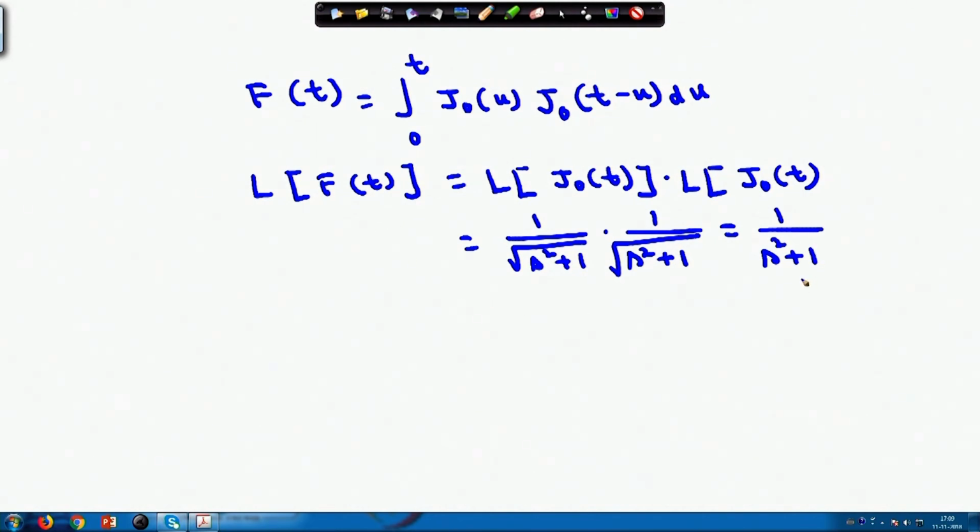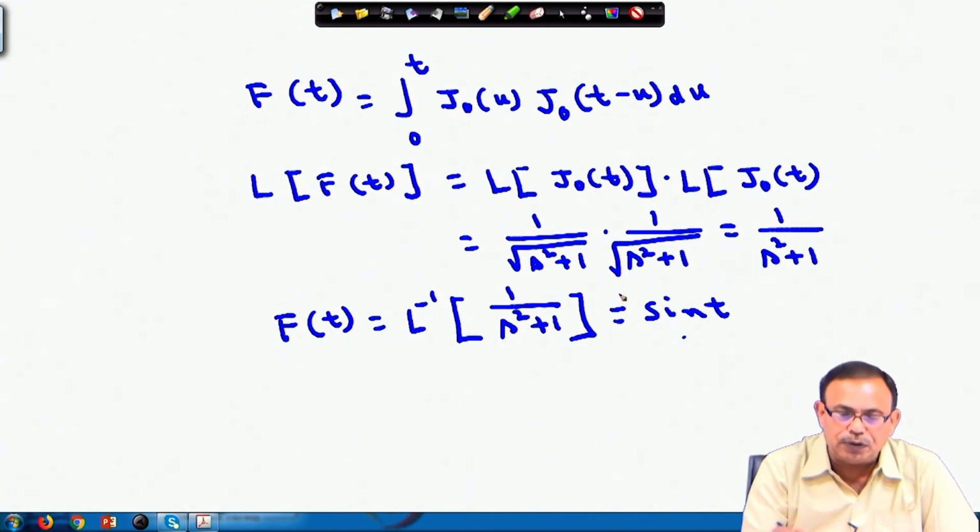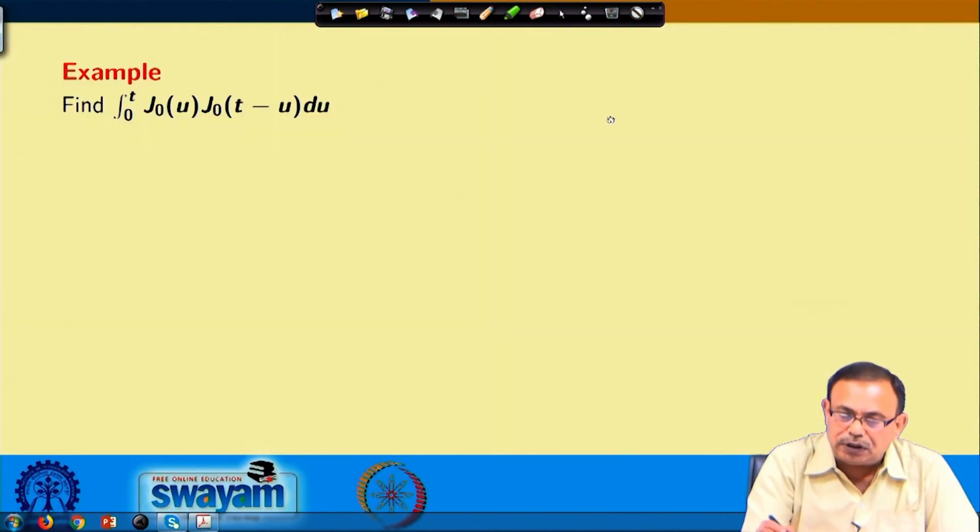So, the Laplace transform of f(t) equals 1 by s square plus 1, and f(t) I can write as the Laplace inverse of 1 by s square plus 1, which equals sin t, which is actually the value of this f(t). Therefore, the value of this integral from 0 to t of J0(u) J0(t minus u) du is nothing but sin t. Using these convolution properties, very easily we are determining the value of this integral. So, let us just see it once.